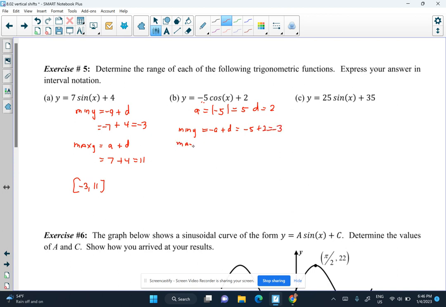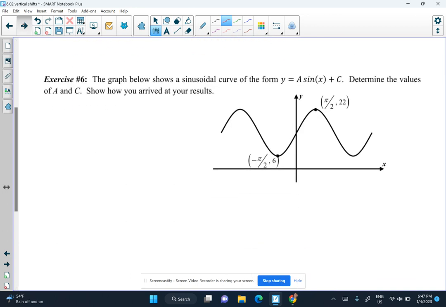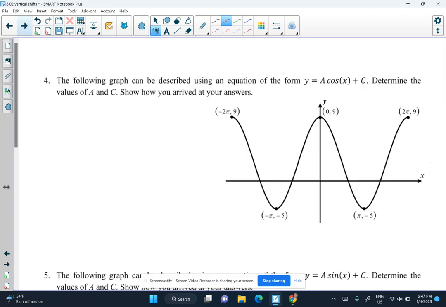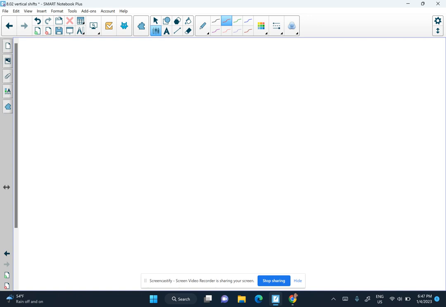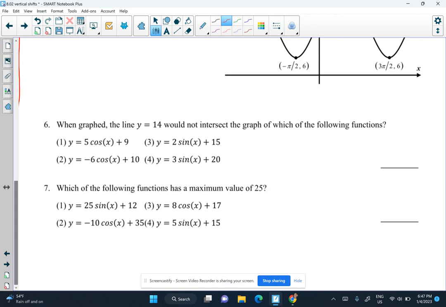The maximum value is the positive of the amplitude plus d, so it's going to be 5 plus 2, or 7. And so our range is going to be -3 to 7. Okay, 6 we're going to do tomorrow, but some students had a little bit of confusion on number 6, so I wanted to go over it.